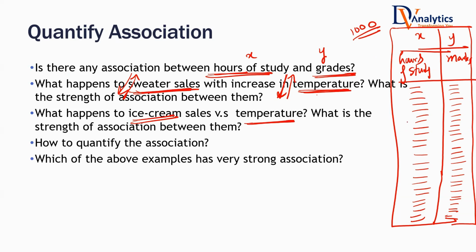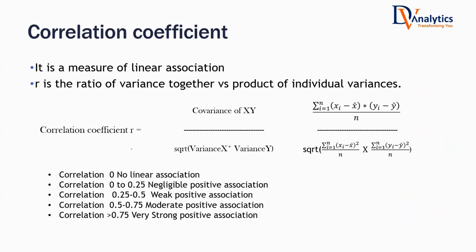Now, once you have this data ready, you can use a statistical measure called the correlation coefficient. What this correlation coefficient does is it will try to quantify how strongly or weakly two variables are associated with each other. The correlation coefficient formula is covariance of xy divided by the square root of variance of x into variance of y.